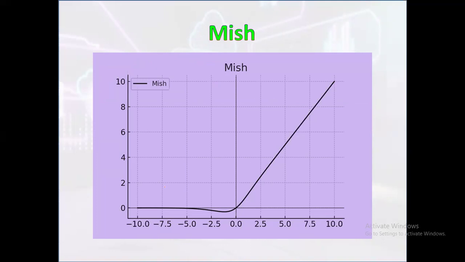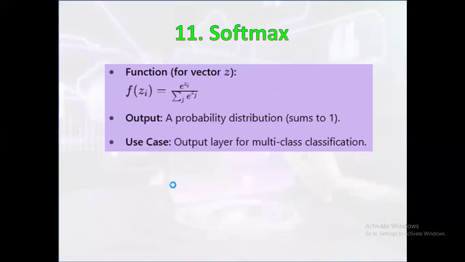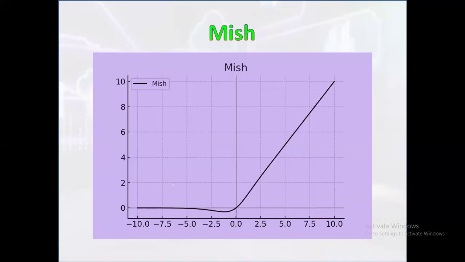It performs particularly well in computer vision tasks and deep architectures by offering better feature richness. Although it is more computationally expensive, its robustness and self-regularizing nature make it one of the most promising new activation functions. This is the Mish function.